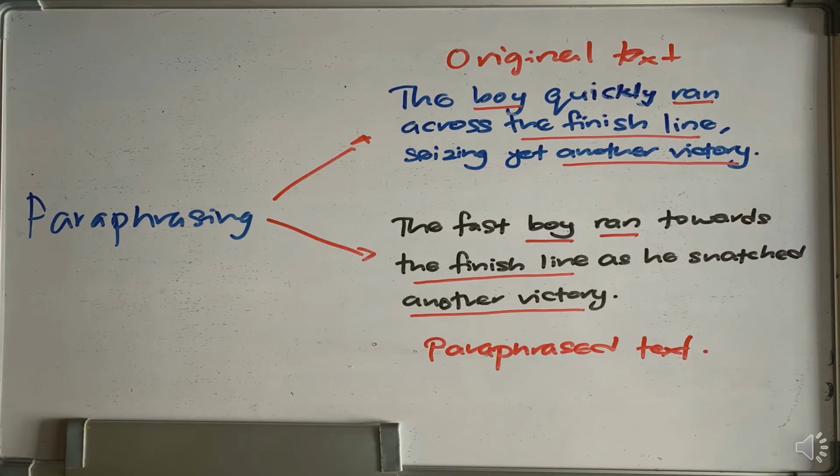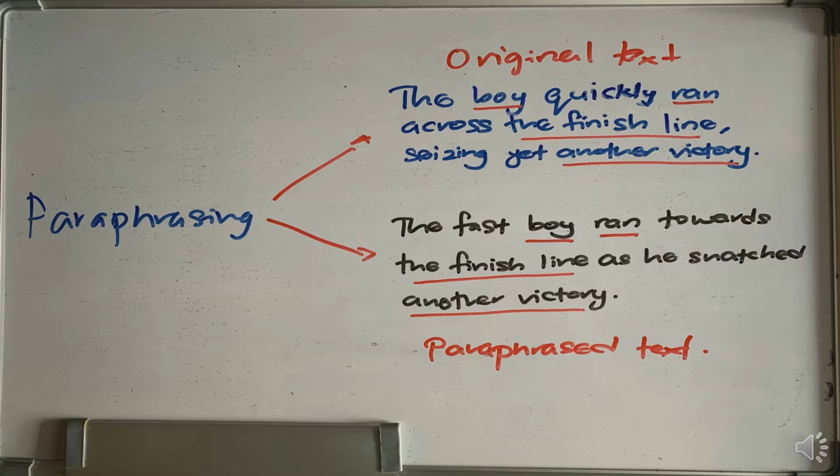Some of the words in the original text are underlined in red. Why? Because we cannot change those words. You can change the structure, you can change the content, how you rewrite the contents, but some of the words you cannot change. So in this example, I'm using this kind of approach whereby I didn't change some of the words underlined in red. When you paraphrase, you read the original text.